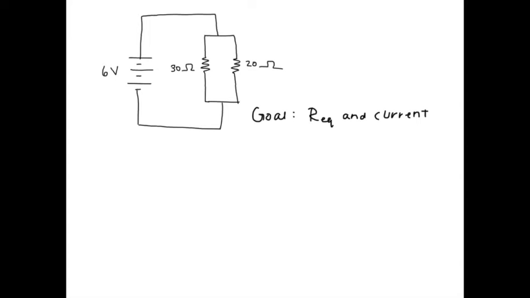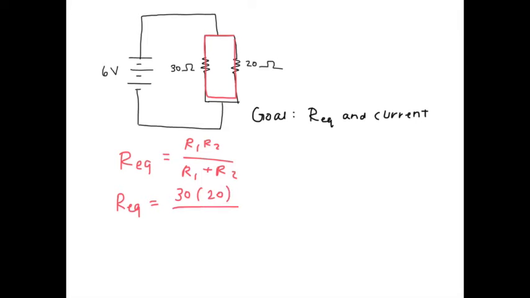To solve for equivalent resistance, we can use our shortcut, where equivalent resistance equals R1 R2 divided by R1 plus R2. This will help us to solve for resistance just in this little square over here, where the elements are connected in parallel. So we're looking for Req, or equivalent resistance. R1 we'll say is a 30 ohm resistor, R2 is 20 ohms, and then we're dividing by 30 plus 20. This simplifies to 600 divided by 50, or 12 ohms of equivalent resistance.